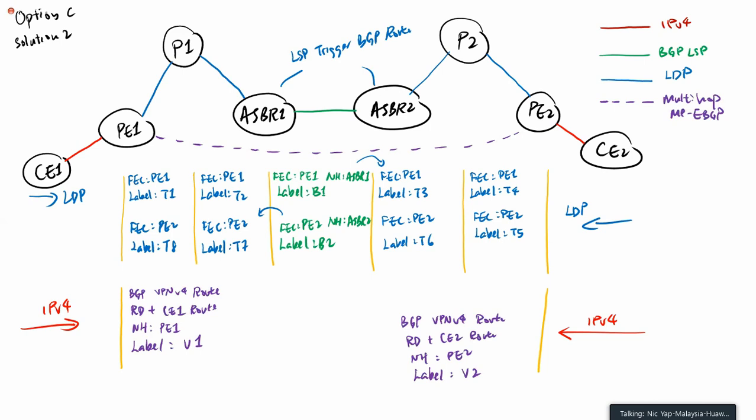Okay, so you can see that first, option A is going to use 2 labels. Option B uses 3 labels. And option C uses only 1 VPN label. So on the VPN labels, this one is only using 1 label. So it will simplify the information here.